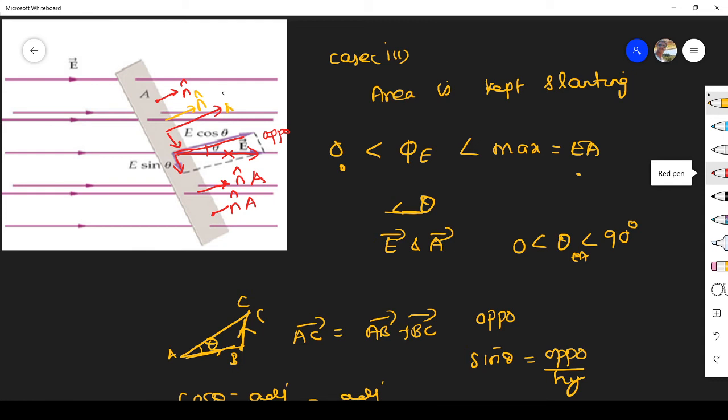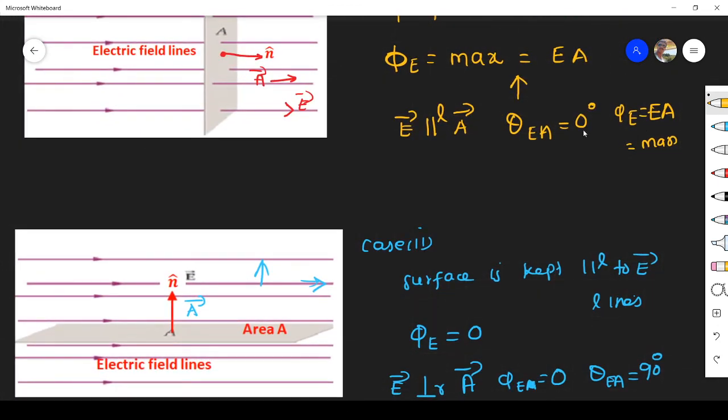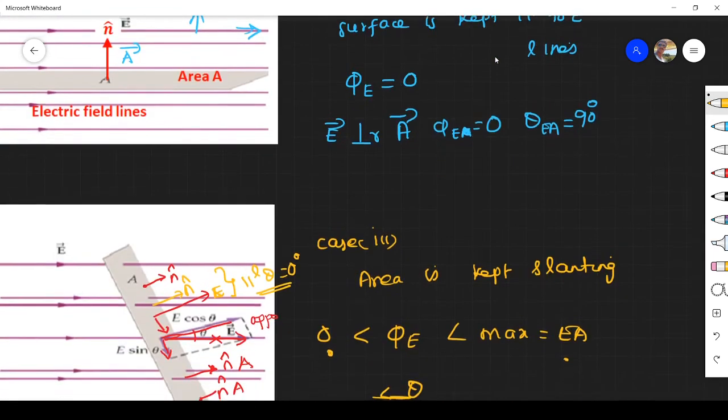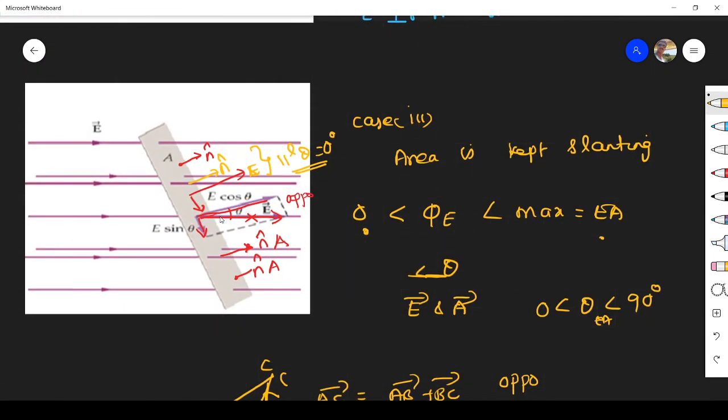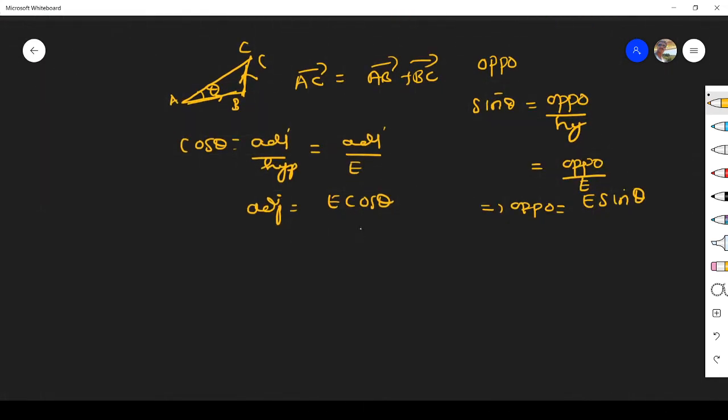So this E and this A are parallel. That is, theta is equal to 0 degree. So E and A parallel means what do we get? E and A parallel, that is theta 0, means we get maximum. So E cos theta contributes to the maximum flux. That is the first condition.